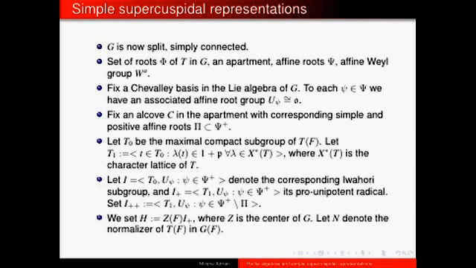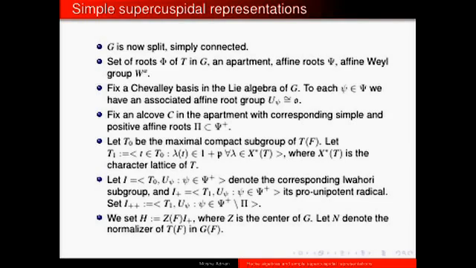Okay, so let Phi be the set of roots of T in G. We have an apartment, a set of affine roots, and the affine Weyl group W^A. And I want to fix a Chevalley basis in the Lie algebra. Once we fix a Chevalley basis, then to each affine root psi we get an associated affine root group U_psi, which is the notation I'll use. These are just isomorphic to the ring of integers. These are the affine root groups associated to each affine root. Okay, so I'm going to fix an alcove C in the apartment, and to such a choice C, we have a corresponding set of simple affine roots and positive affine roots, namely the affine roots which are positive on this alcove C.